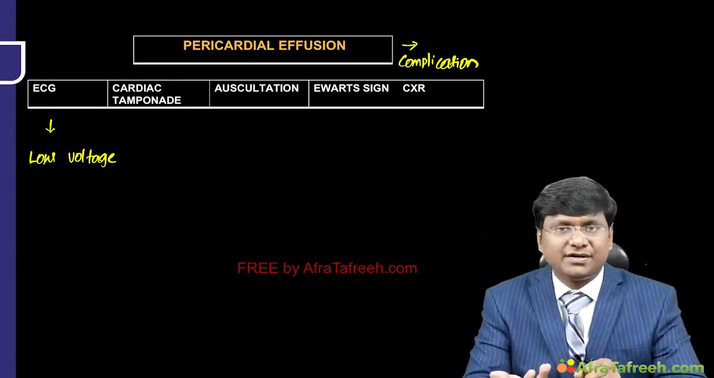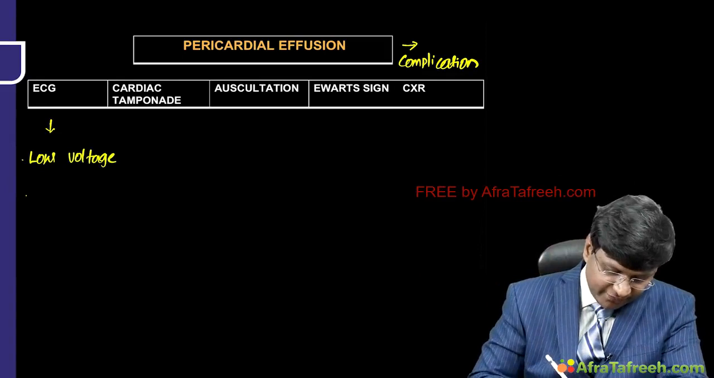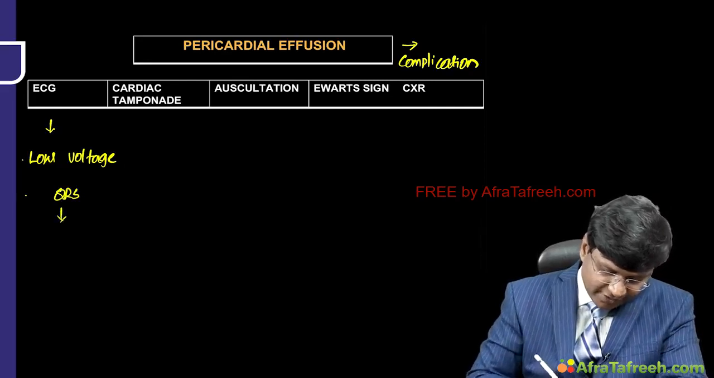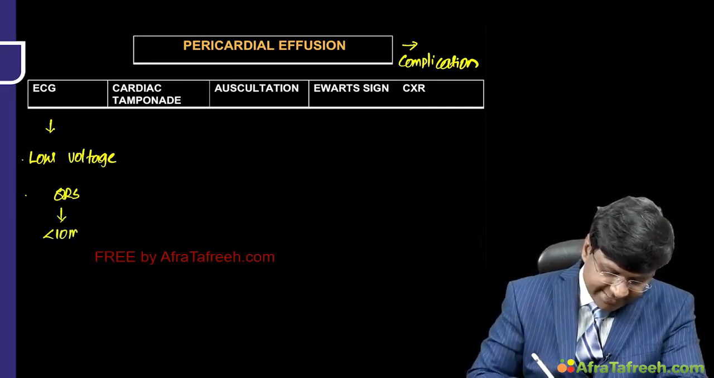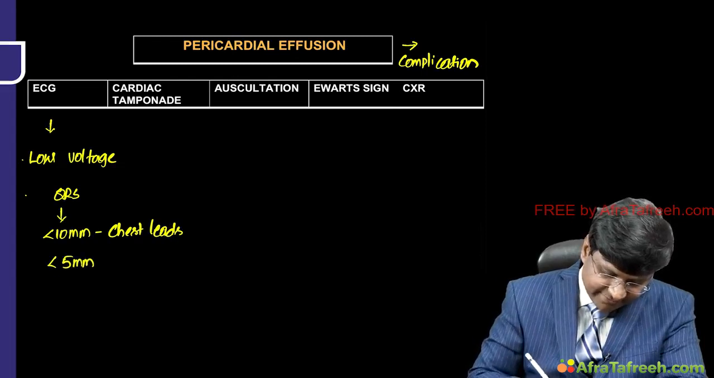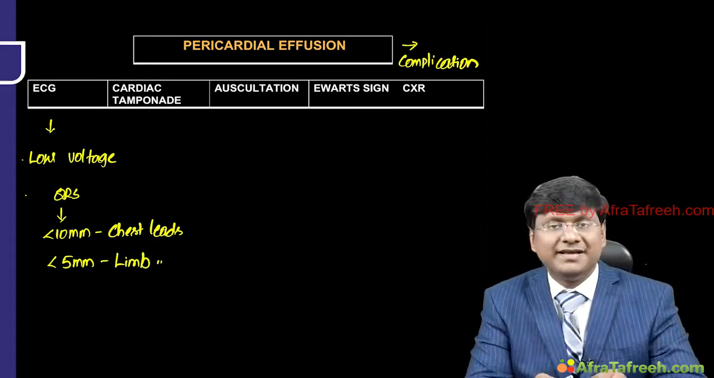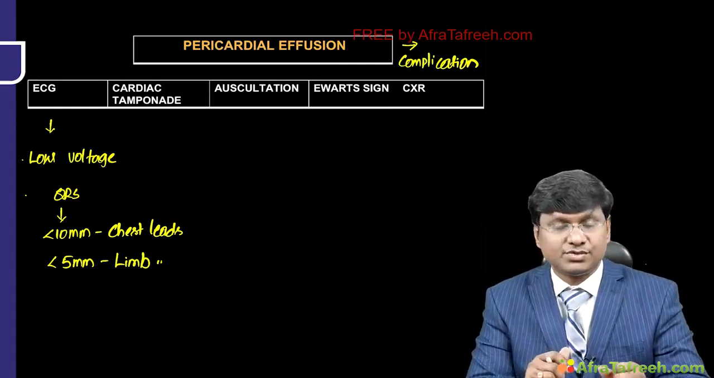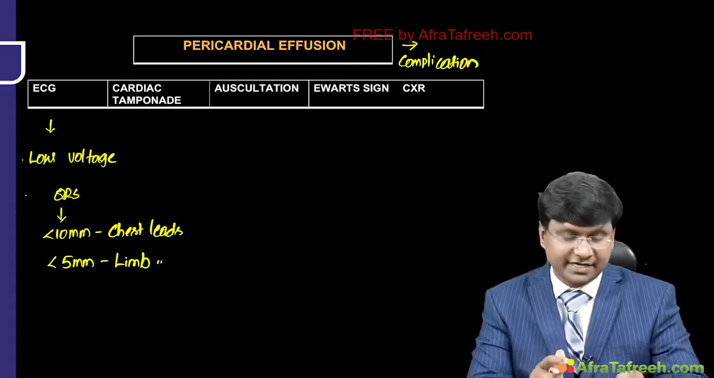What is the criteria for low voltage complexes? The criteria is that the amplitude of the QRS complex will be less than 10 mm in the chest leads, right, and less than 5 mm in the limb leads. Okay, so these will be the ECG changes of low voltage complexes. Where will you have this? Whenever there is pericardial effusion.